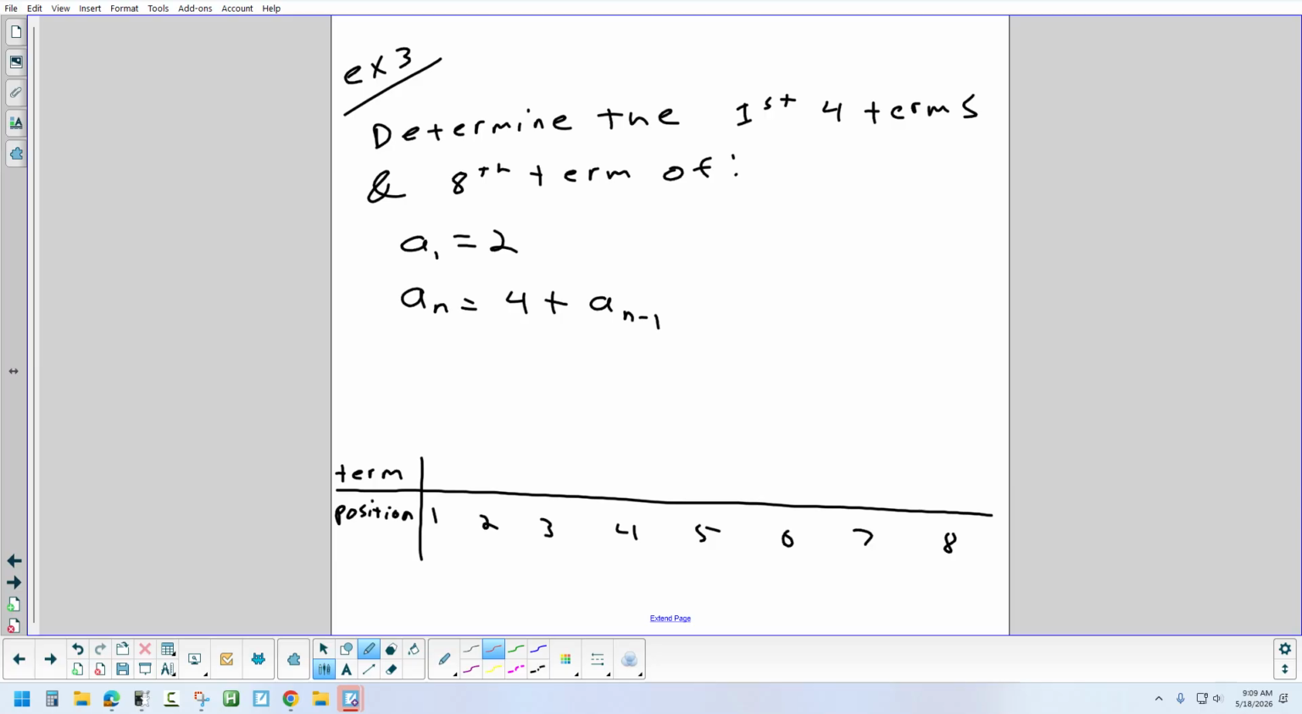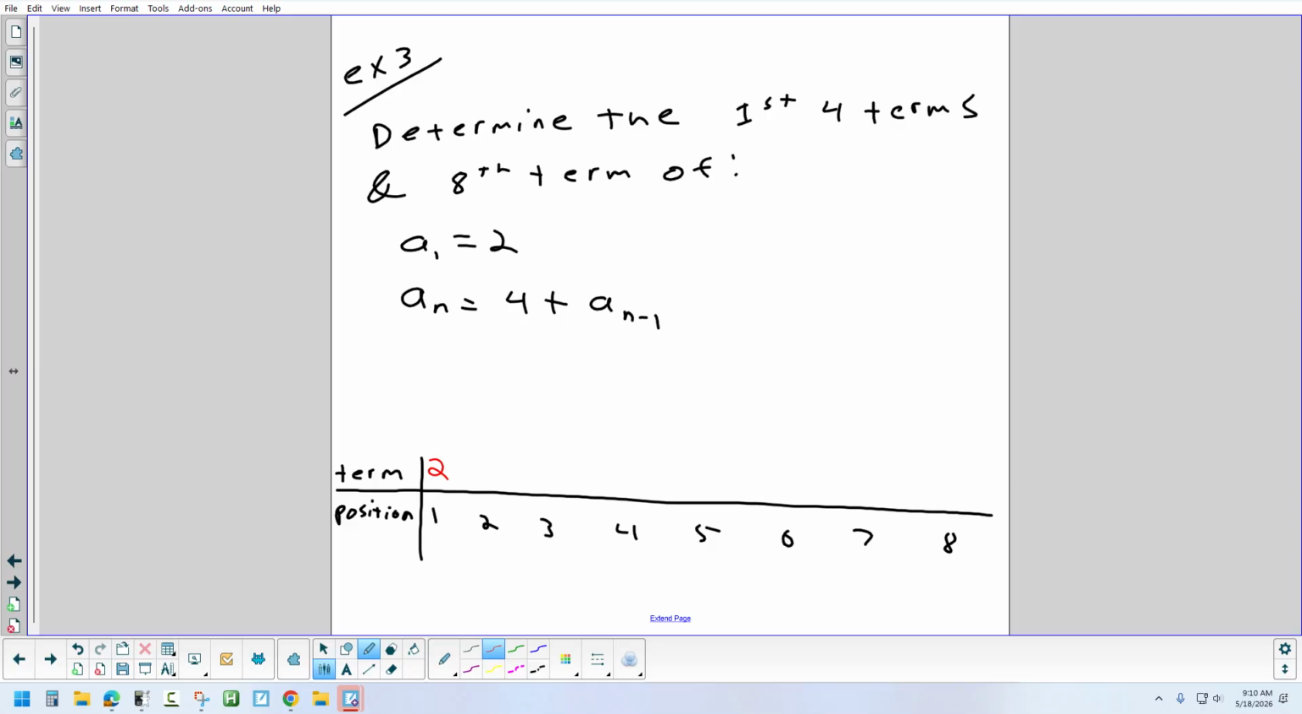All right, so in this one, they want us to determine the first 4 terms and the 8th term. So I made a table with all the position numbers. And what is the first term in this sequence? Yeah, 2. And how do you know? It's given. Yeah, the first term is a 2. And now what does the rule say to do to get the next term? You just had to explain that rule very simply to someone. Yep, take the previous term and add 4.